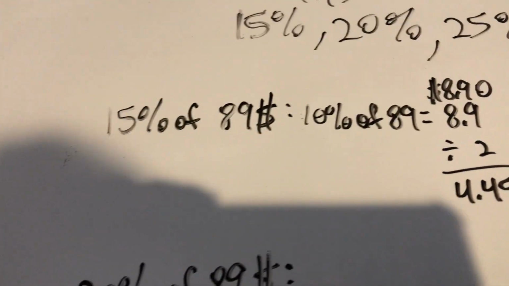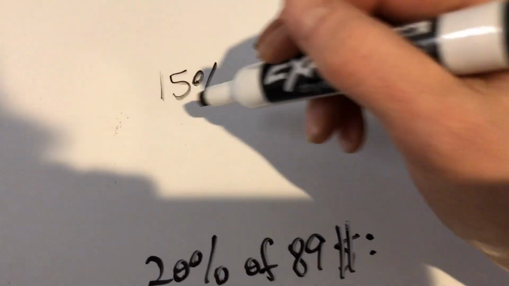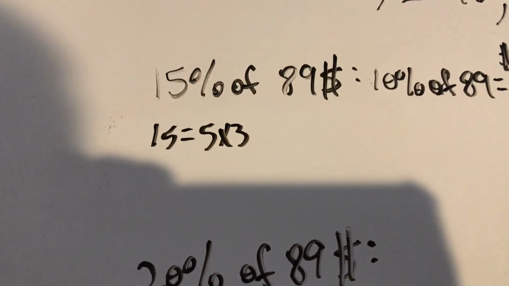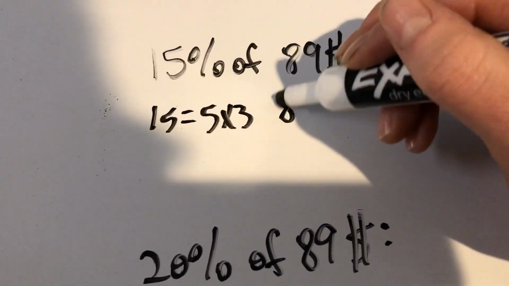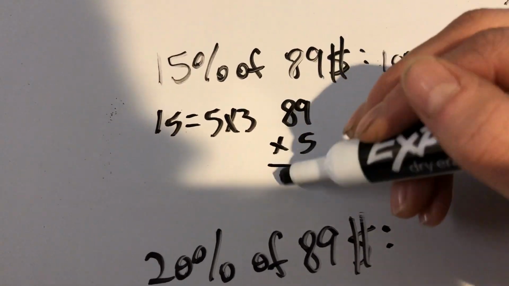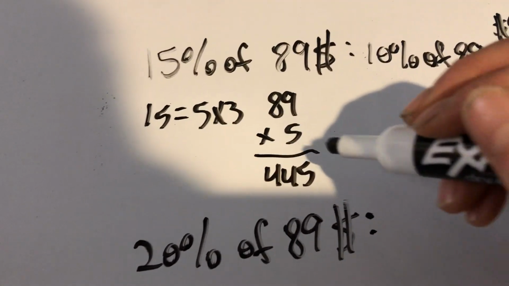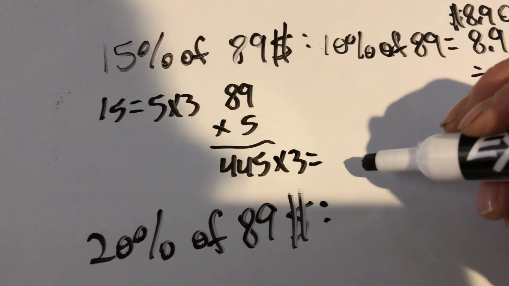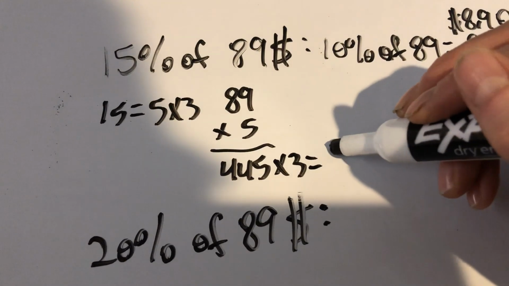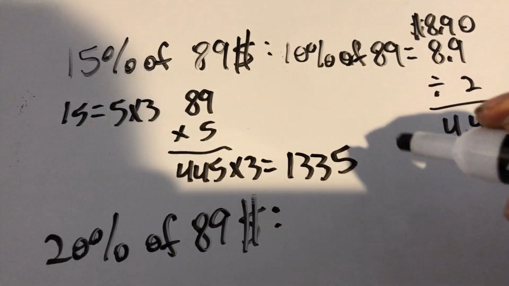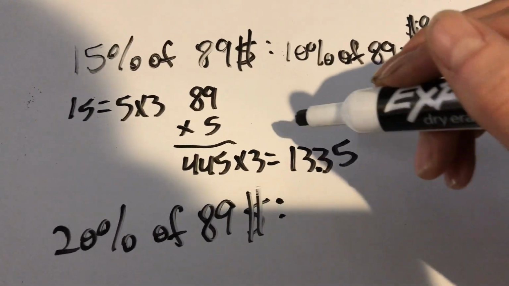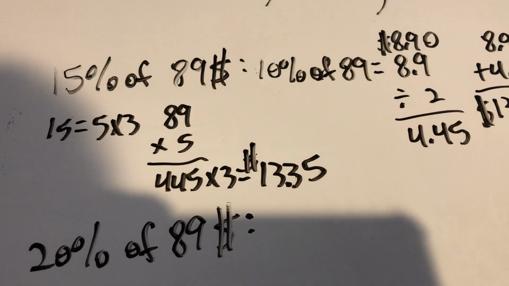Another way you can do this is you can factor out 15. So 15% we can imagine to just be 15. 15 equals a factor of 5 times 3. So what can we do next? We can multiply 89 times 5, which equals 445. 445 times 3 equals 1,335. So all you can do next is move the decimal over to the left 2 times. So you got 13.35, $13.35 as my final tip.